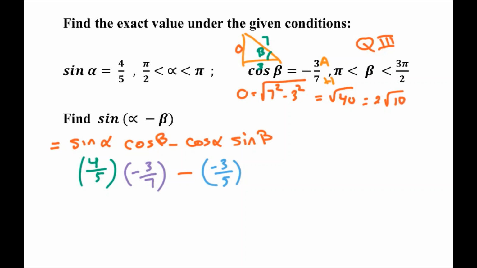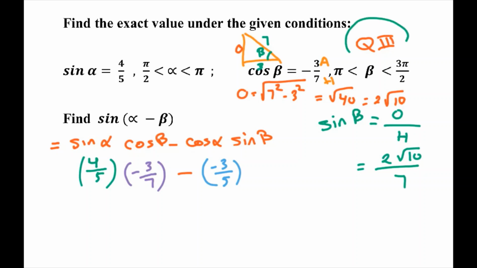Now, you need to find sine beta. Sine beta is opposite over hypotenuse, which is equal to 2 square root of 10 over the hypotenuse, which is 7. We're not done. We need to study the sign of sine in quadrant 3. In quadrant 3, only tangent is positive. So this is going to be negative. So I'm going to go here and write negative 2 square root of 10 over 7.